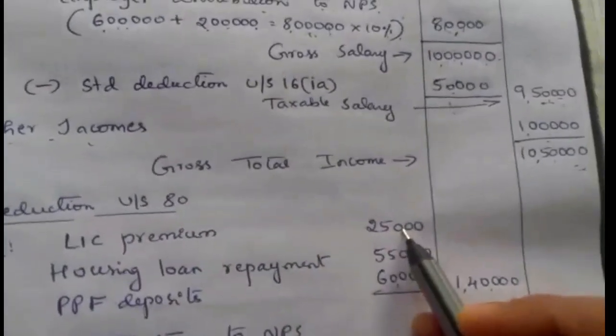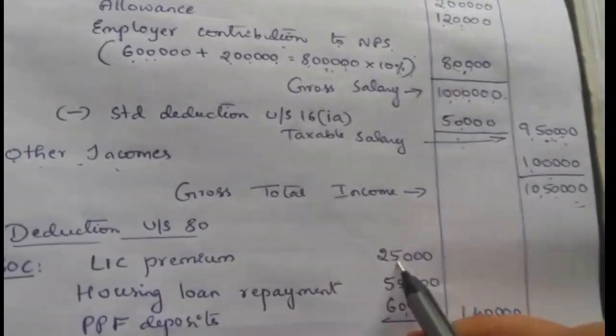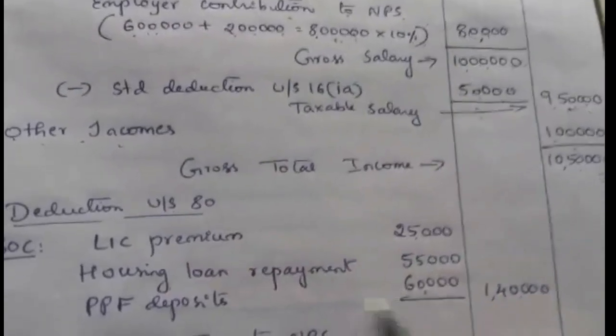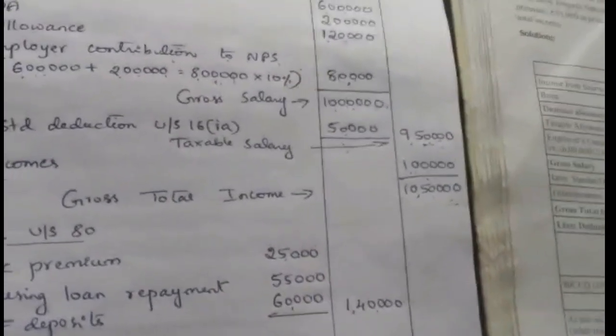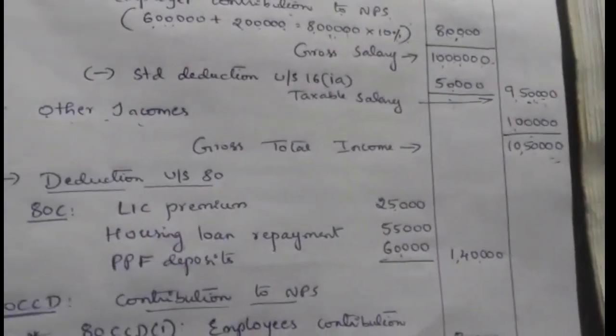So the premium amount is given, the policy value is not given, only the premium. So directly we can take housing loan repayment and PPF deposit, total 1,40,000. Next, 80CCC deduction is not given, LIC pension fund plan is not given.